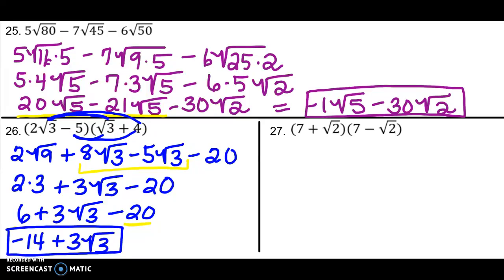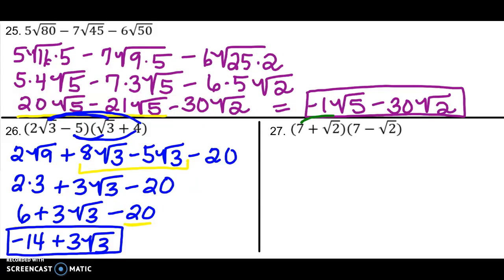All right, question 27. Same thing. We're going to be distributing, but let's look at this one closely. We have 7 plus the square root 2 times 7 minus the square root 2. So we're going to be multiplying conjugates together, and it's going to be important for us to recognize what happens when we multiply conjugates. Let's start.